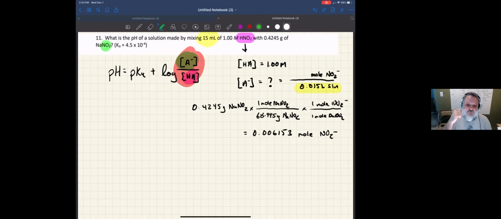Okay, let's take a look at the Henderson-Hasselbalch equation, because our first idea was to get the concentration of A minus. And certainly I can do that. I can take the 0.006153 moles of NO2⁻ divided by 0.015 liters of solution and get the molarity and stick it in the equation.